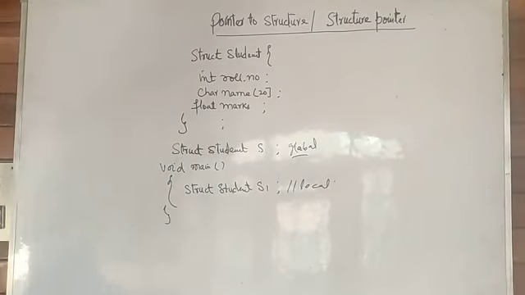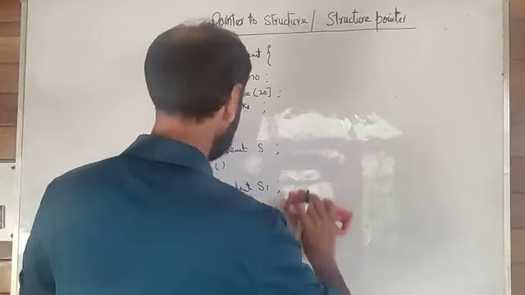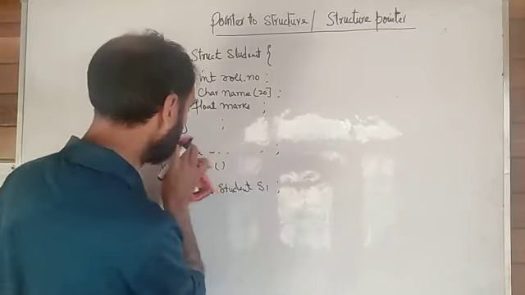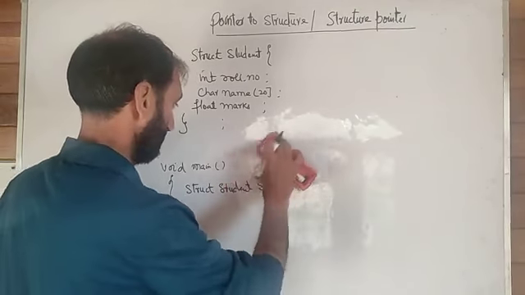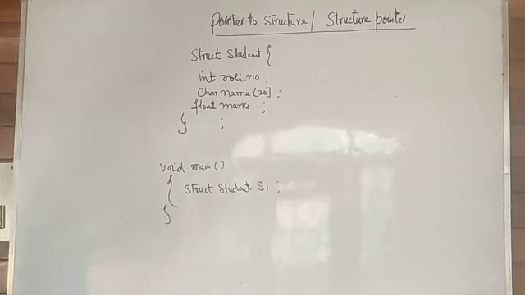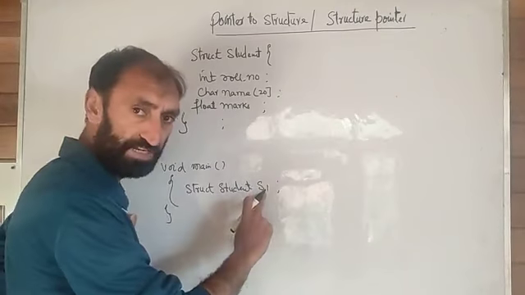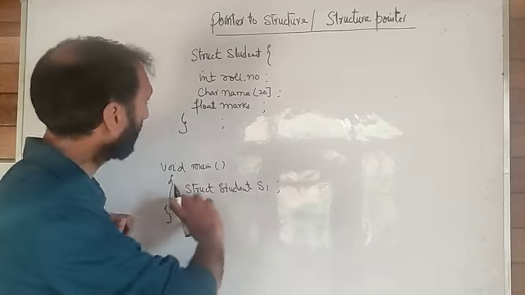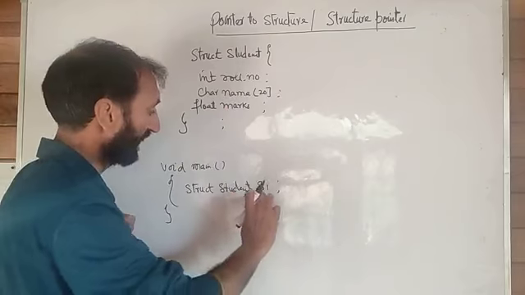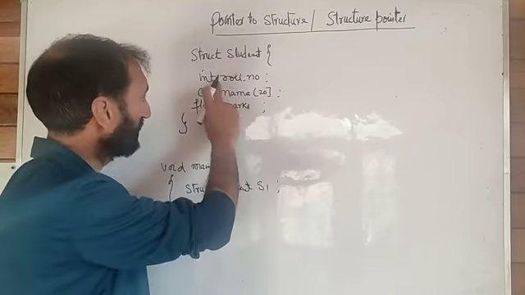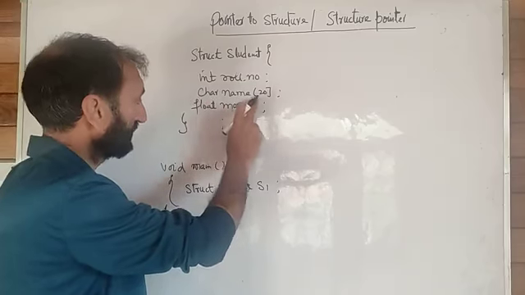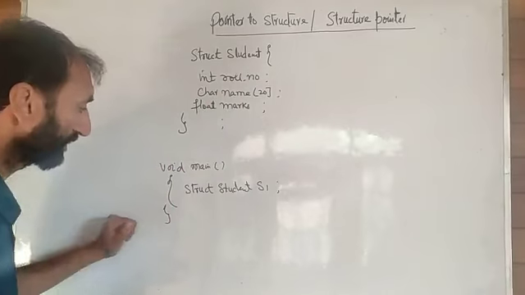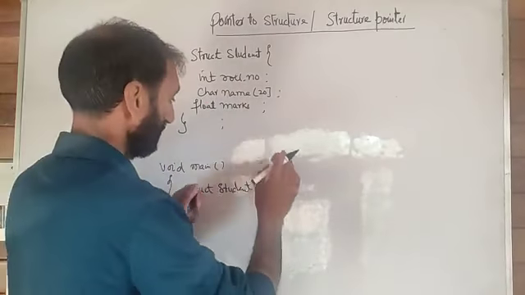Now, our today's topic is pointer. How can we declare a pointer? For example, I have declared here this struct student S1. S1 is the variable, or you can say S1 is the object of this structure, and it contains 3 members: roll number, name, and marks.